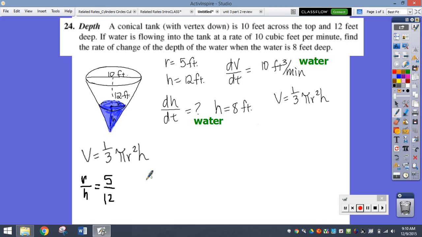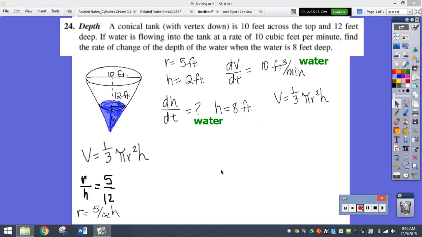And now that I have a proportion, I can cross multiply and get an equation that relates radius to height so that I can use substitution in my volume formula. So cross multiplying would give me 12R equals 5H. And solving for R, I'd divide both sides by 12, so R would equal 5/12 H. So now that I have that, I can plug 5/12 H into my volume formula.